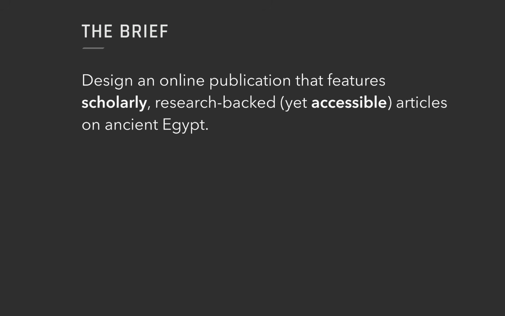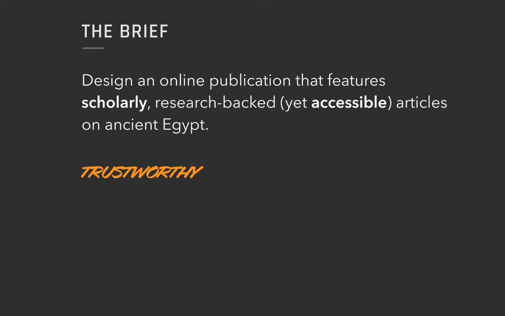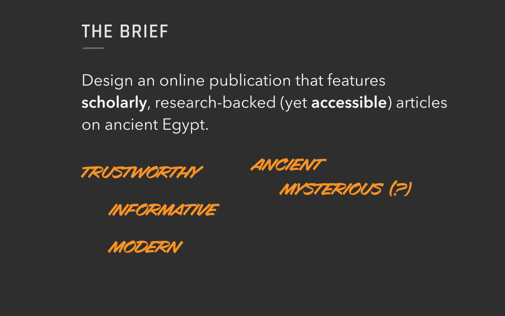All right, now let's look at an example. Let's say we're working on a website that has nonfiction articles about ancient Egypt. The articles are research-backed, they're scholarly, and yet we want them to be accessible to the casual reader. Now, determining brand adjectives is a conversation you'd have with your client, but just totally winging it for the sake of this video, I would say things like trustworthy, ancient, mysterious, maybe, informative, modern, scholarly, professional.